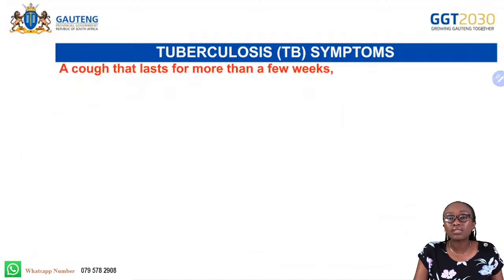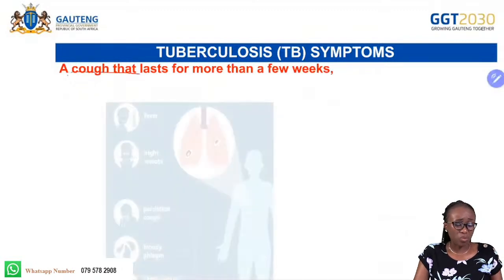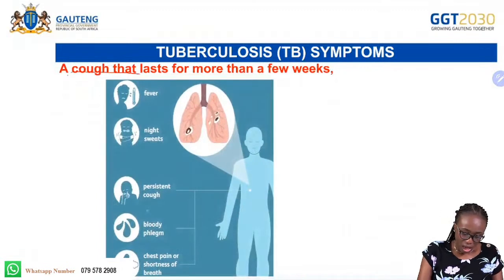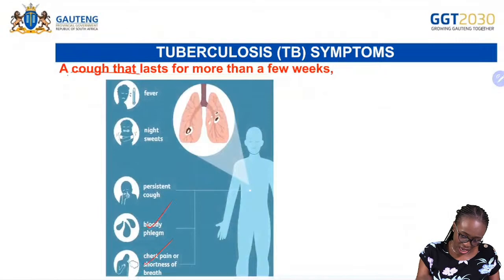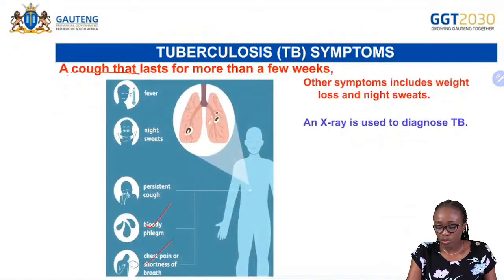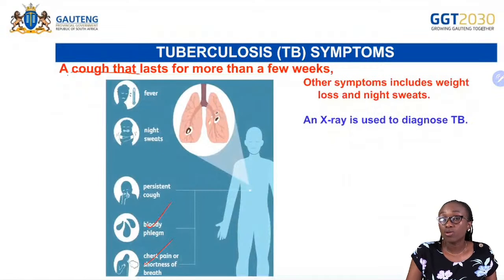So what are the symptoms of this disease? One, a cough that lasts more than a few weeks. If you have that cough that is lasting more than a few weeks, fever, night sweats, bloody phlegm, and chest pain or shortness of breath. It can also include the loss of weight.